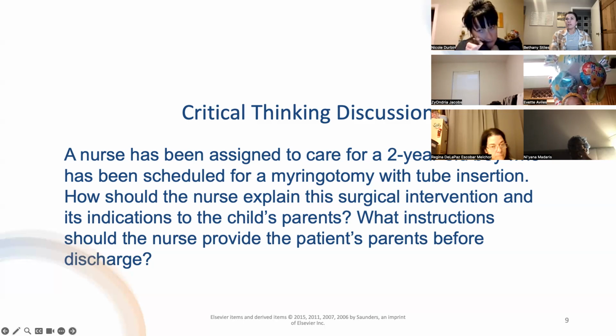Don't the tubes come out on their own when it's supposed to fall? Yep. So 6 to 12 months after placement, they can fall out on their own. What do we need to tell parents post-operatively or going home? Cold compress for swelling. Yep.